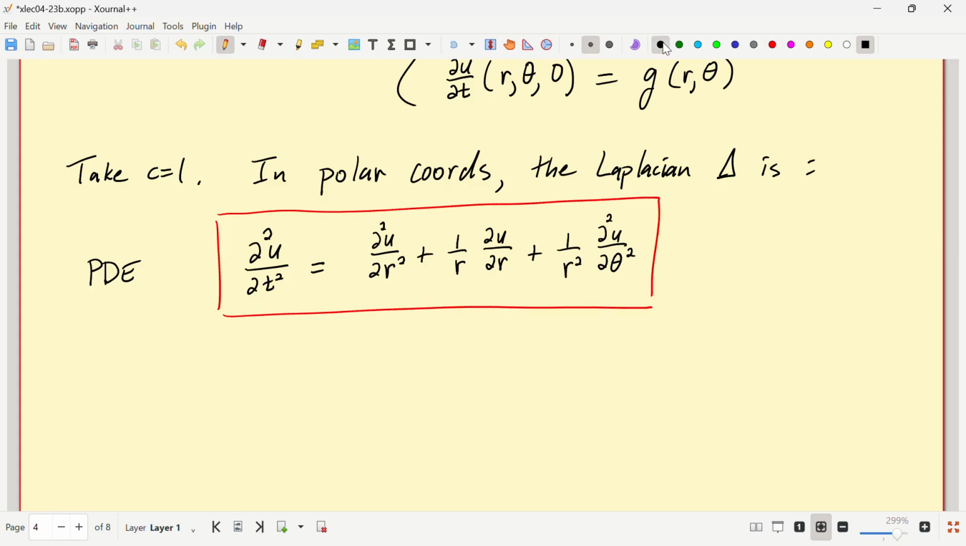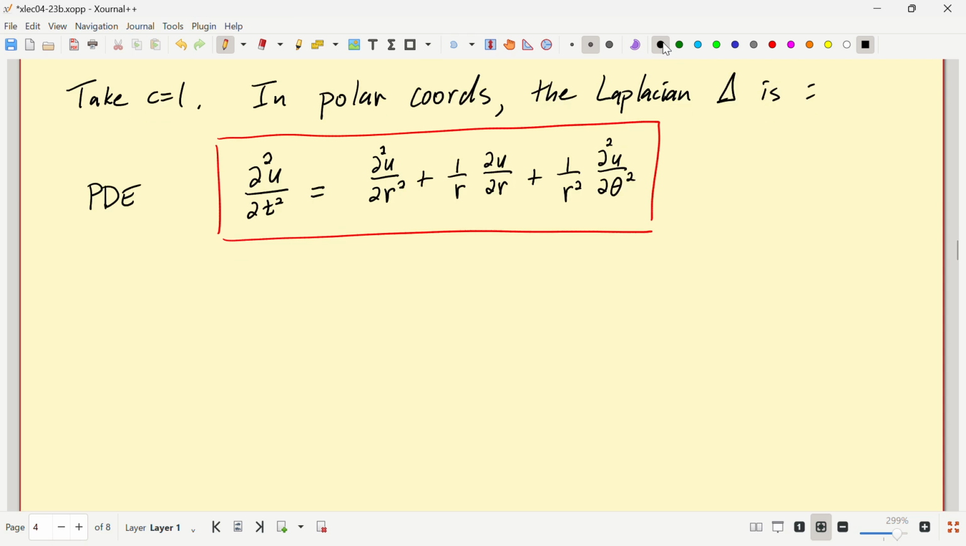So, of course, by analogy with the string problem, the Bernoulli method, the Johann Bernoulli method, we'd try u of r, theta, t equals a function of r, call it capital R of little r, times a function of theta, which I'll call capital Theta of little theta, times a function of t, which I'll call capital T of t.